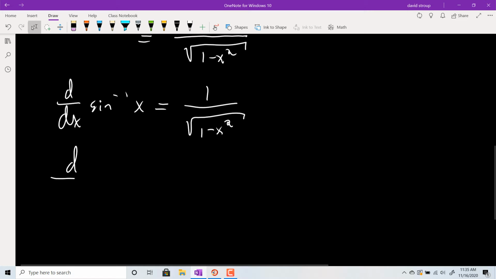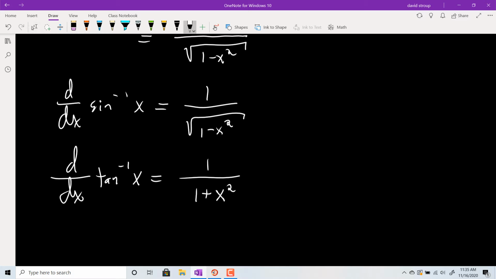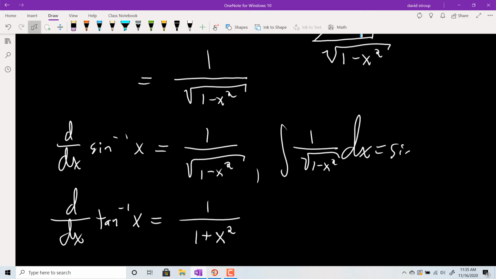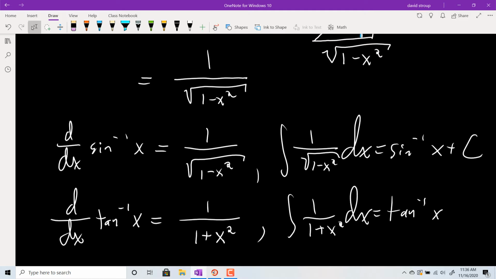And also, we recall Mr. Stroop had us memorize the derivative for arctan as well. It should be 1 all over 1 plus x squared. Okay, so if we know the derivatives, then we know there has to be this integral, right? So the integral of 1 all over the square root of 1 minus x squared dx will equal sine inverse of x plus c. And then right here, the integral of 1 over 1 plus x squared dx will equal tan inverse of x plus c. Okay, so we know that.